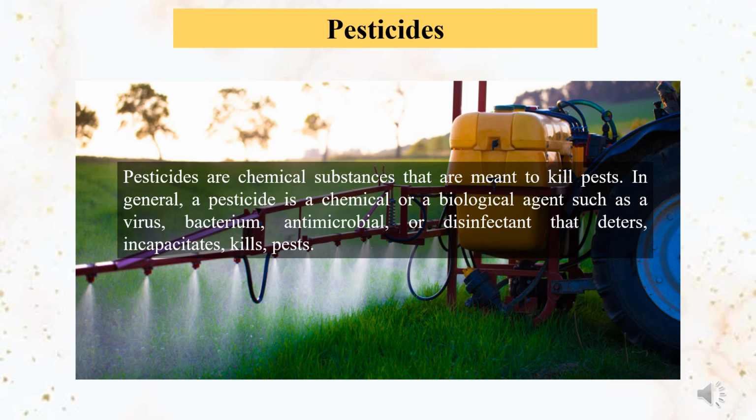Pesticides. Pesticides are chemical substances that are meant to kill pests. In general, a pesticide is a chemical or a biological agent such as a virus, bacterium, antimicrobial, or disinfectant that deters, incapacitates, and kills pests. This use of pesticides is so common that the term pesticide is often treated as synonymous with plant protection product.